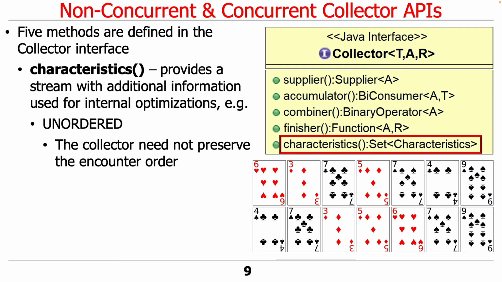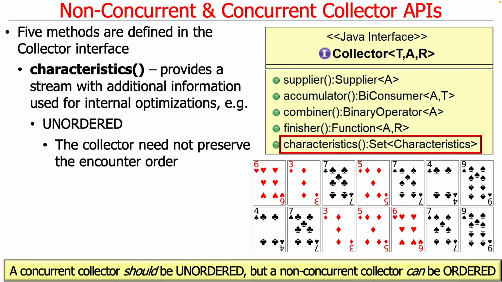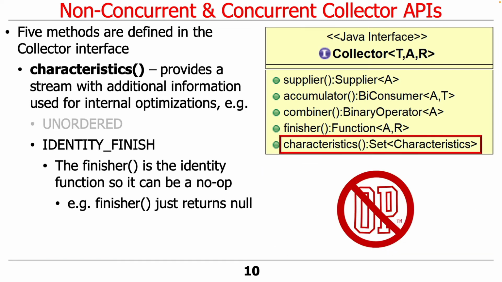For example, for a non-concurrent collector for an array list or something like that, it's usually just as easy to have it be in encounter order as not, because it's coming from left to right. But for concurrent collectors and for other types of collectors, it makes a difference. A concurrent collector should be unordered, because it's not going to preserve order. But a non-concurrent collector can be ordered, or if you just leave it unordered, it'll order it anyway.